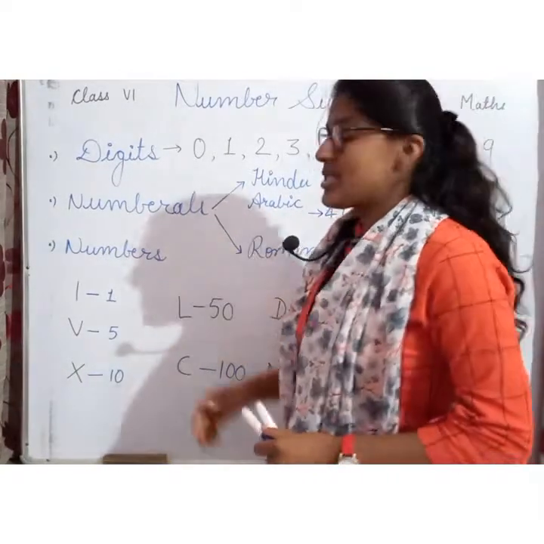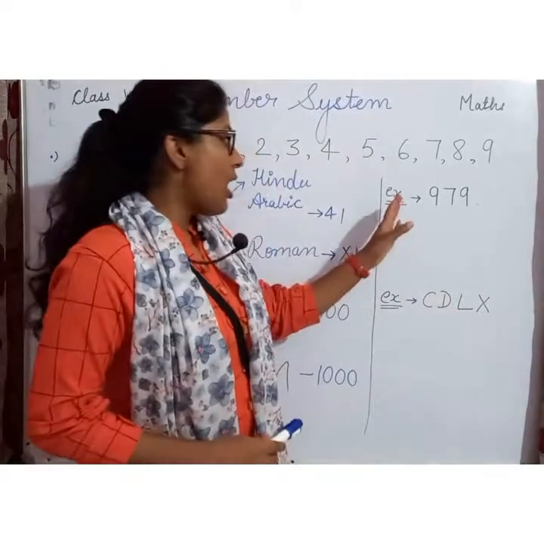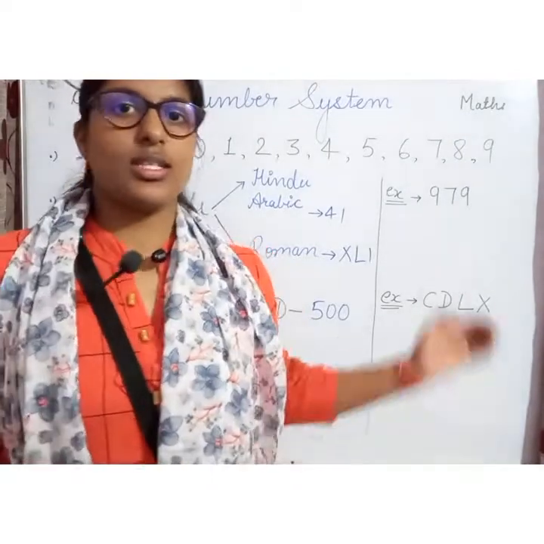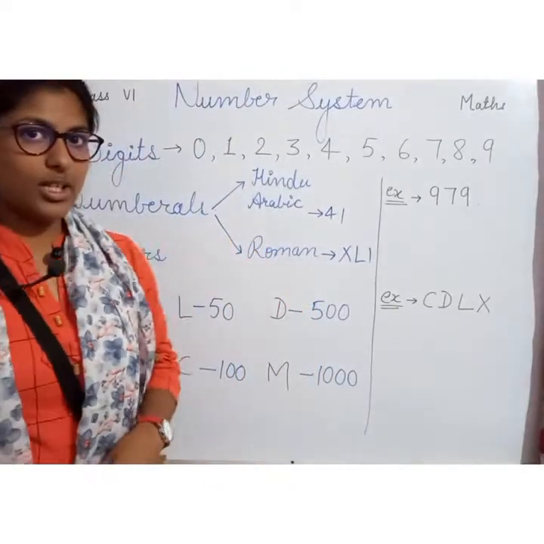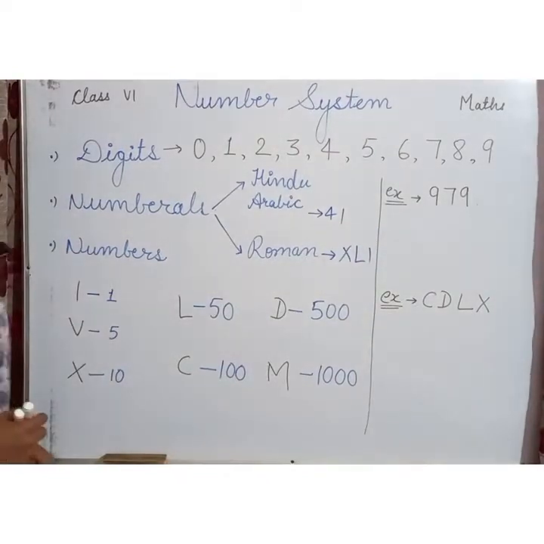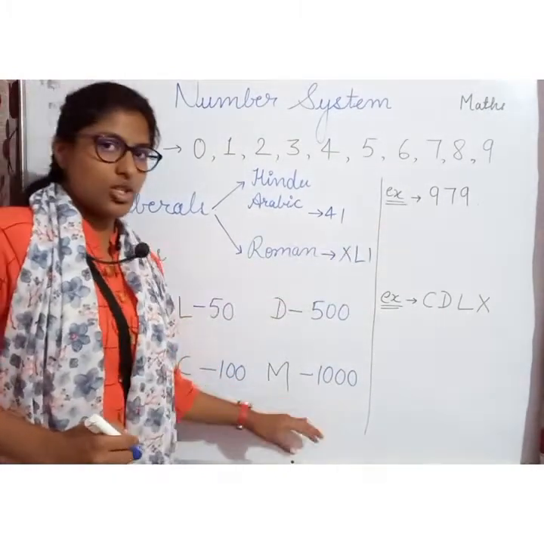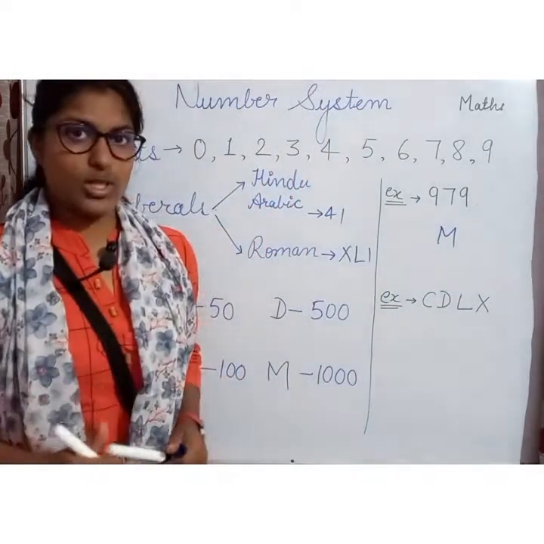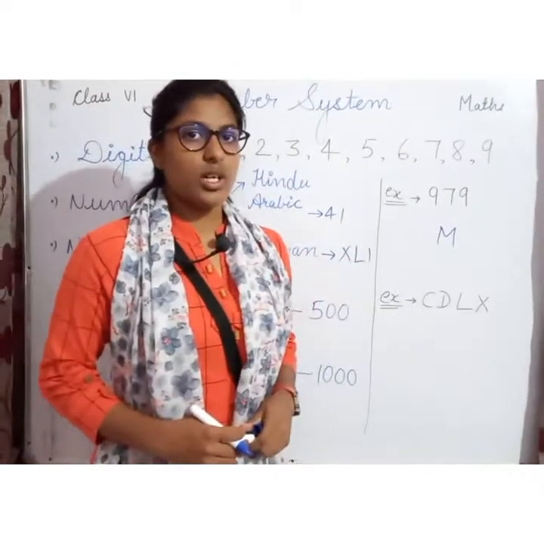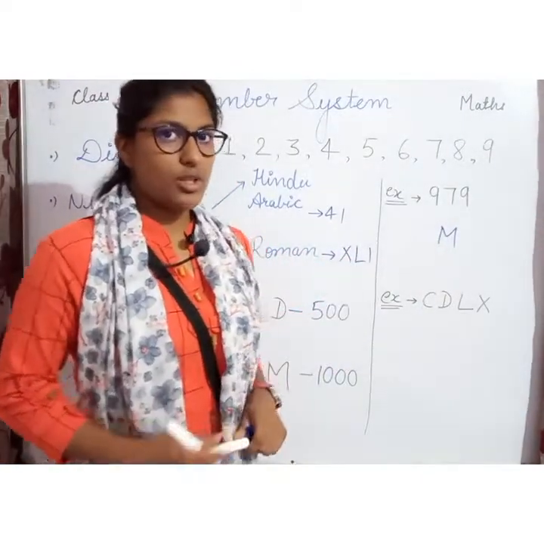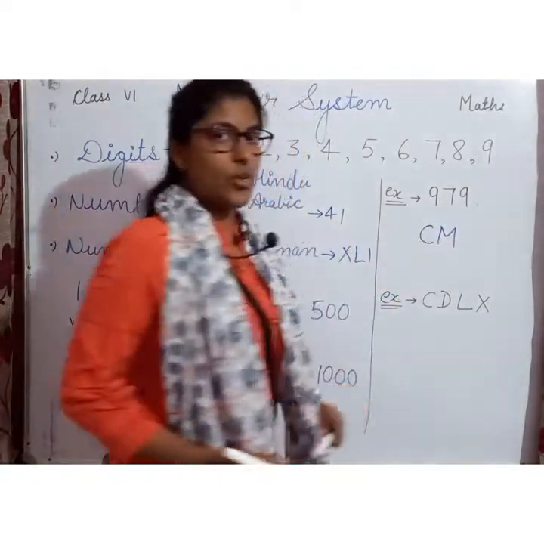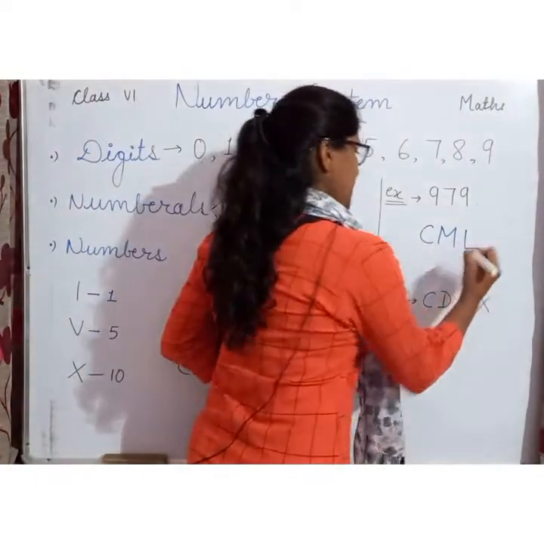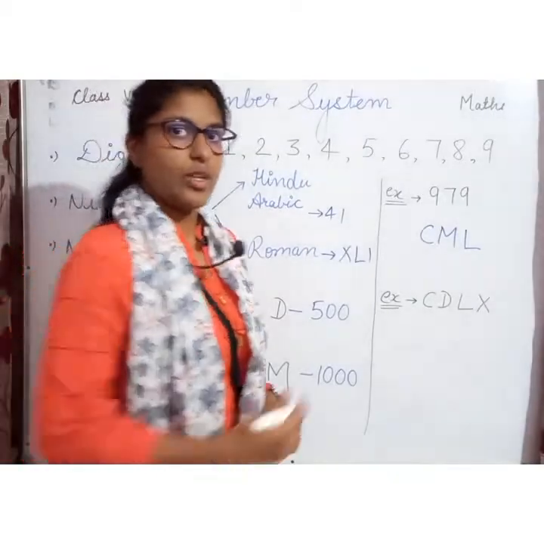Now you can see some more examples. How can you convert this 979 into the Roman numeral? We need these symbols. Now we are using M because that is the nearest to that. M means 1000. We need 979, so we are subtracting something. What do we subtract? C, because C means 100. So 1000 minus 100 is what? 900. 900 plus 50, 950.